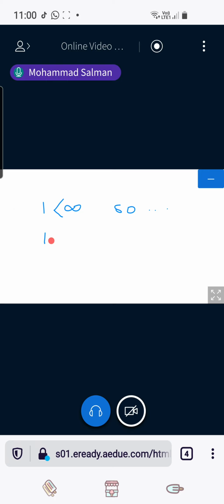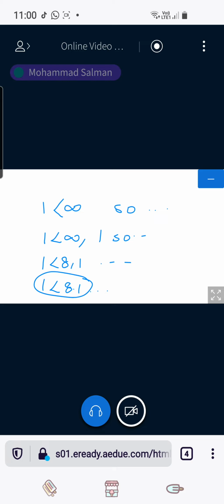Now one student wrote it like this: one less than infinity, then a comma, one. It's okay, fine. Then another student came and wrote one less than, well, what is this? This is 8, but he wrote it wrong, as 8, 1. Then the next one wrote 1 less than 8.1, and from this point they all started writing 8.1. Look, it's 1 less than infinity. It came as 1 less than 8.1. From where did you get this 8.1?